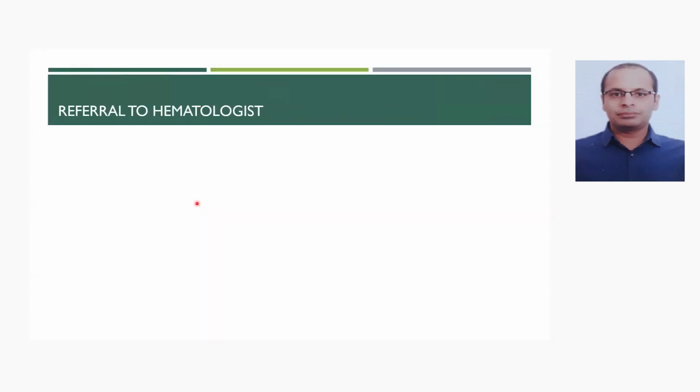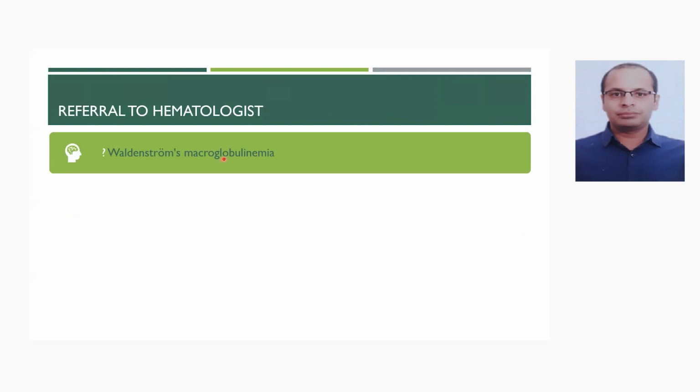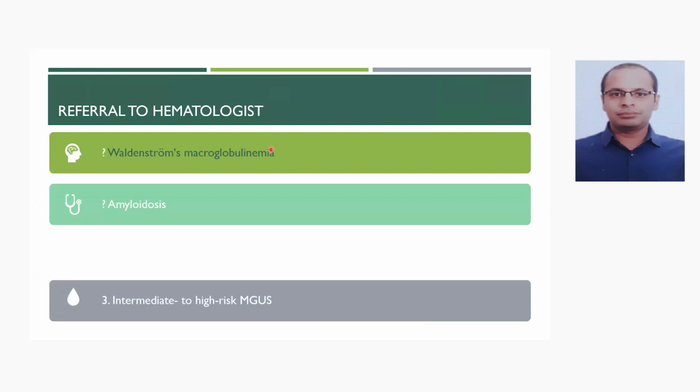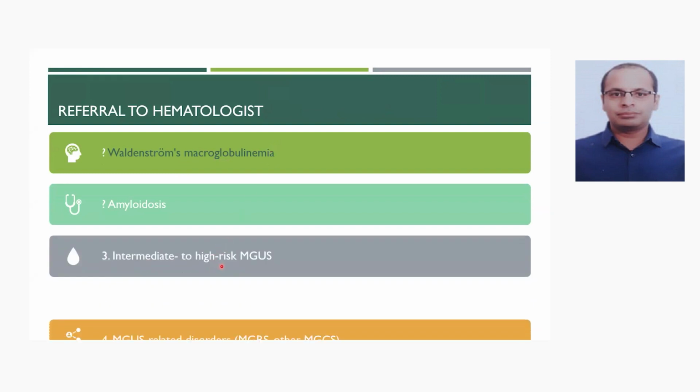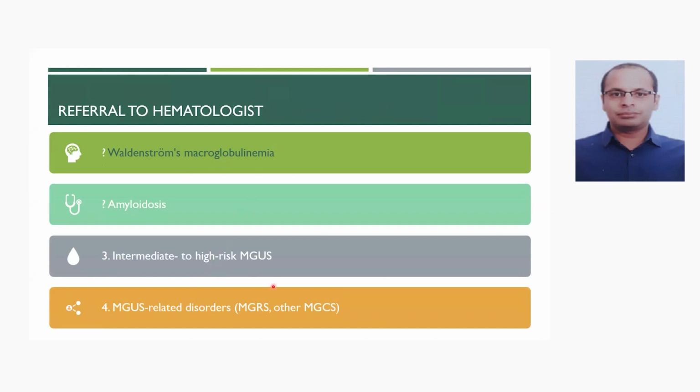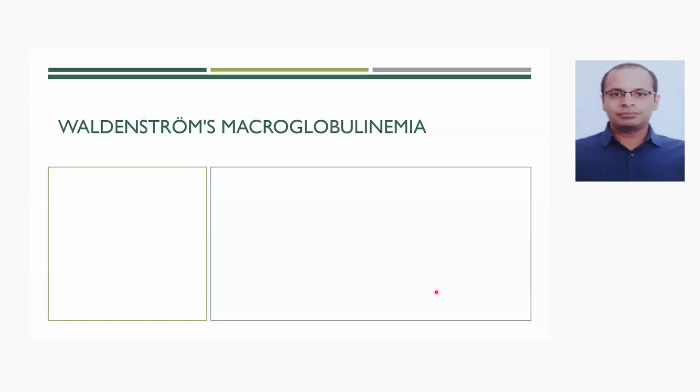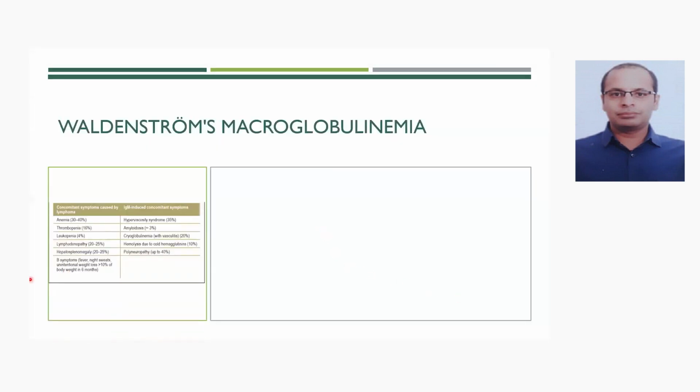When are these patients referred to us? When there is a suspicion of Waldenstrom macroglobulinemia or amyloidosis, or the patient has intermediate to high risk MGUS, or there are features of other MGUS related disorder, that is monoclonal gammopathy of clinical significance, like renal, neurological, cardiac, and so on and so forth. I will just finish off briefly about Waldenstrom first.